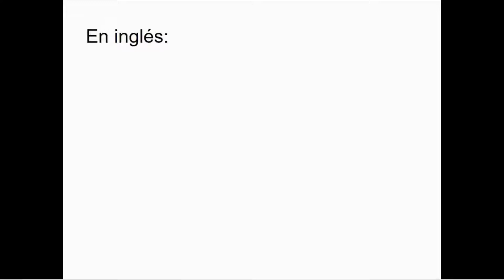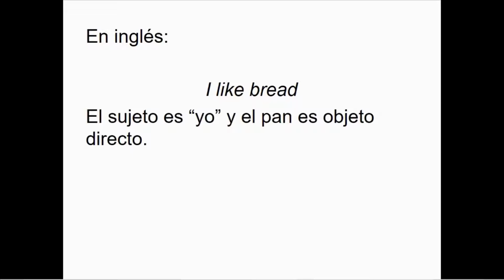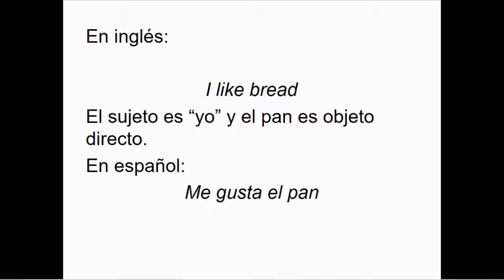In English, this is very different. In I like the bread, the subject of the sentence is I. I is a personal pronoun. I do the action. Bread is the direct object. What do I like? In Spanish, me gusta el pan. El pan is the subject and me is an indirect object pronoun, because the personal pronoun is yo. Me is the indirect object pronoun.